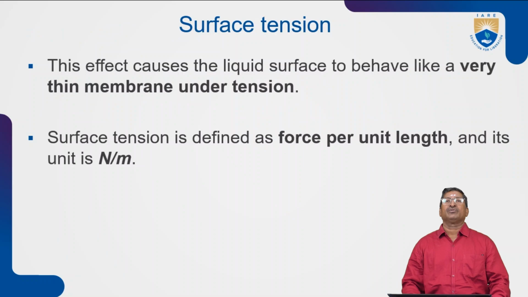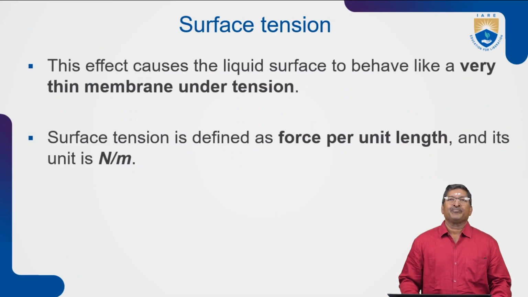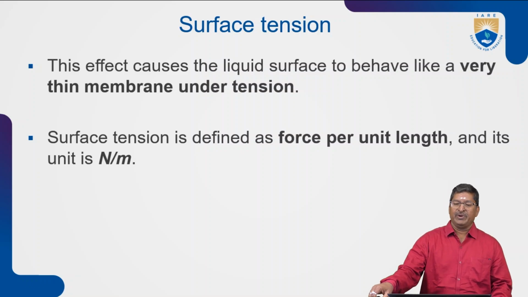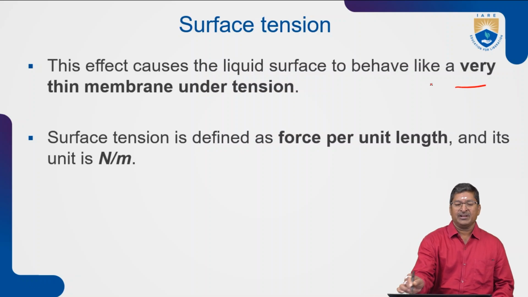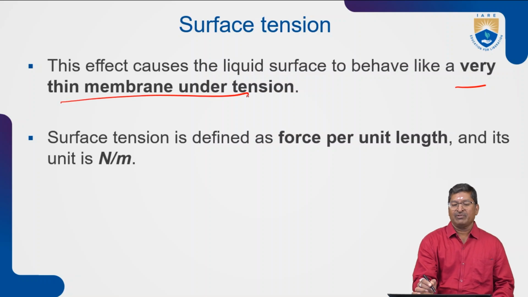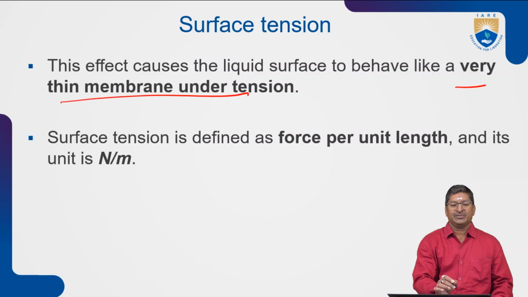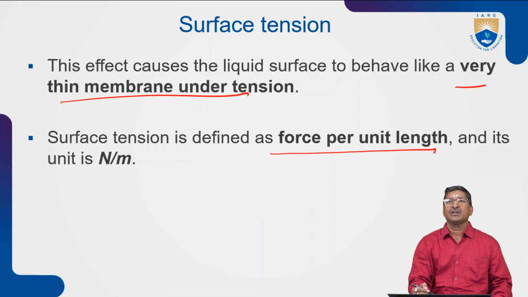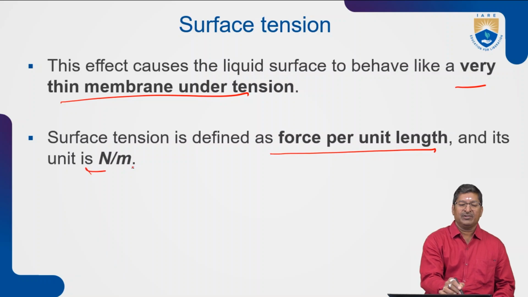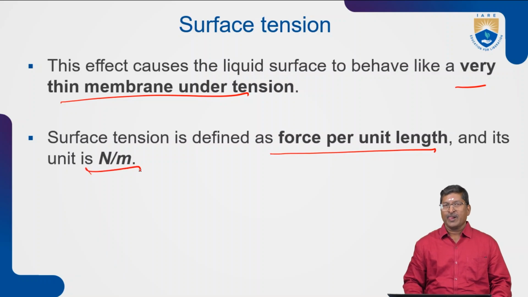Today we are going to deal with surface tension. You can see the line here. This effect causes the liquid surface to behave like a very thin membrane. So here, it will act like a very thin membrane. That is the effect of surface tension. Surface tension is defined as the force per unit length. It is nothing but force per unit length. Units are Newton per meter.